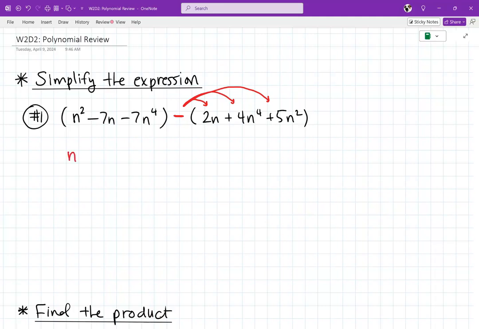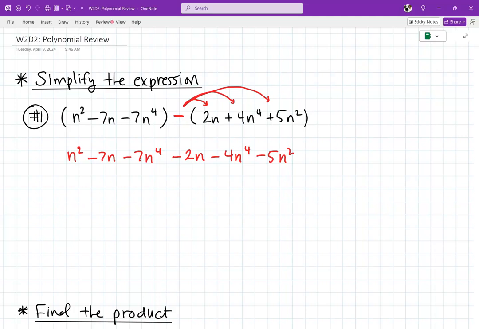So you're going to get n squared minus 7n minus 7n to the 4th minus 2n minus 4n to the 4th minus 5n squared, okay? So you're going to distribute. That's the hard part to that problem. After that, the rest is supposed to be simple.